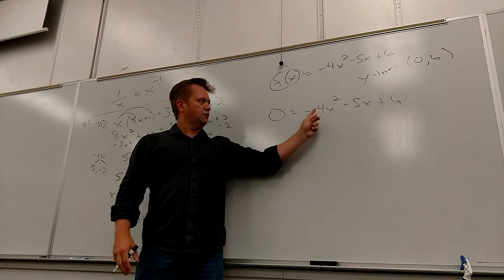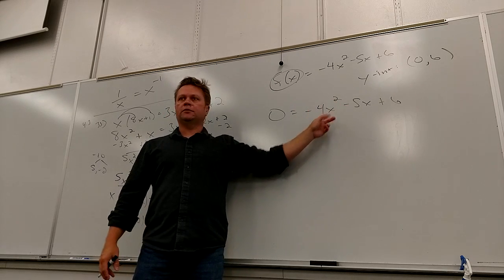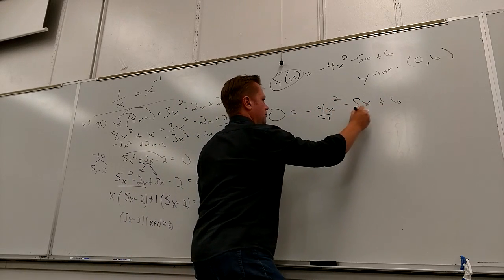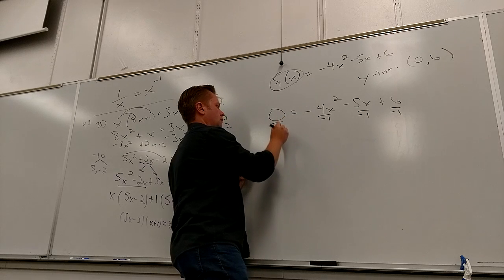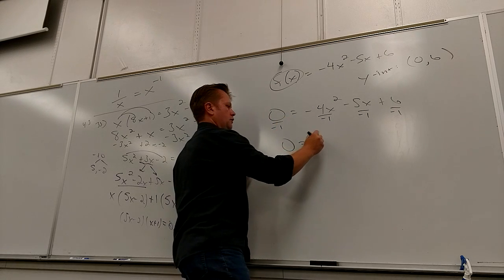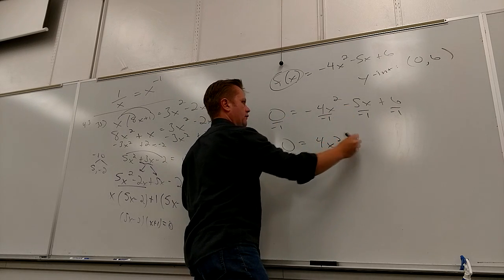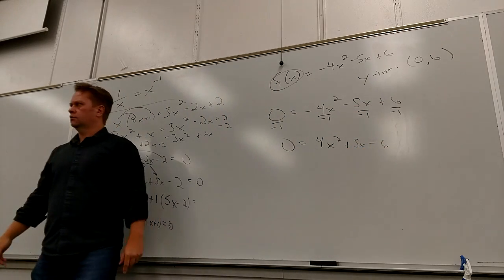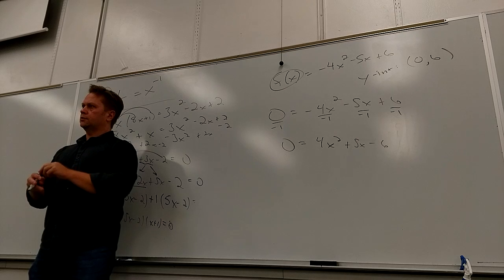If I could, I would divide by a 4, so that wouldn't be there either, but I can't. It doesn't go into these. But I can divide by negative 1. 0, it eats it up. 4x squared plus 5x minus 6. Now that you can factor and find the x-intercepts.